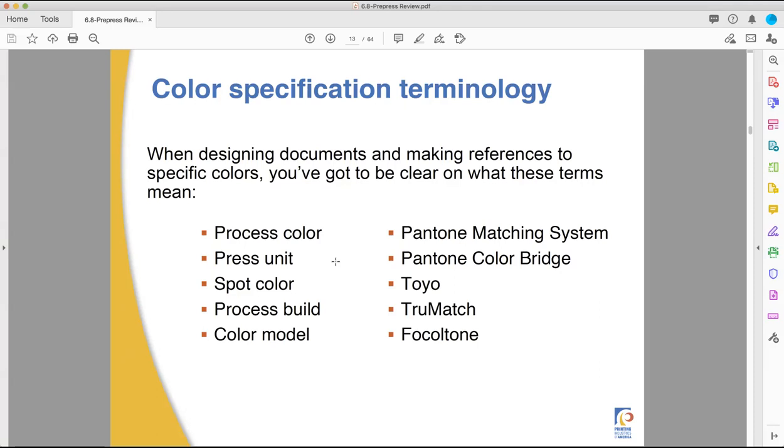Process build is a way of producing color using process color. A color model is the way color is being described. Is it CMYK? Is it RGB? Is it some other form like LAB color? That's the color model. On the right, these are all different matching systems.